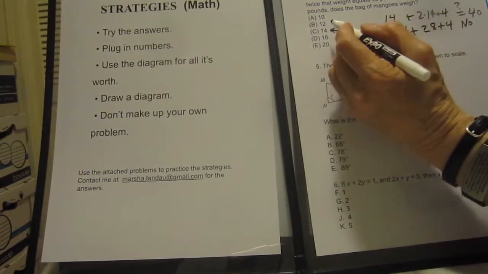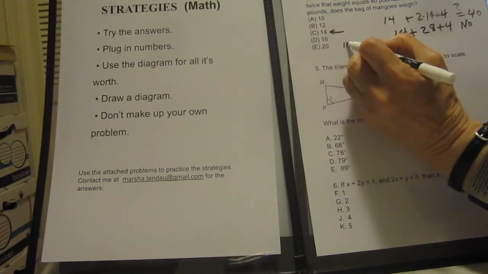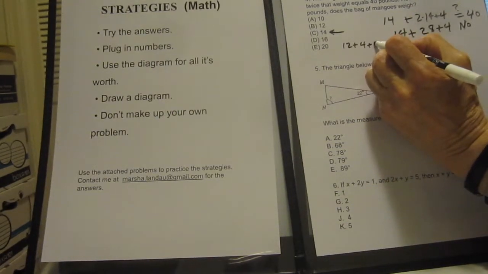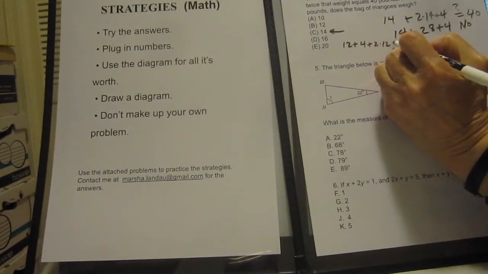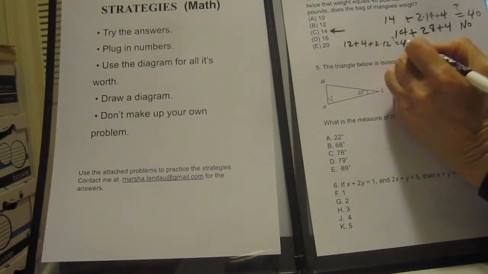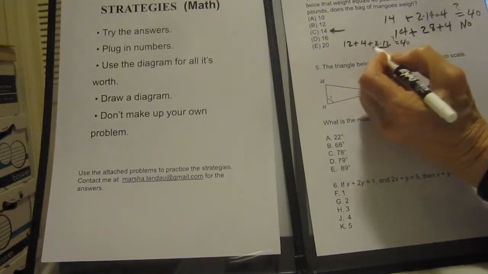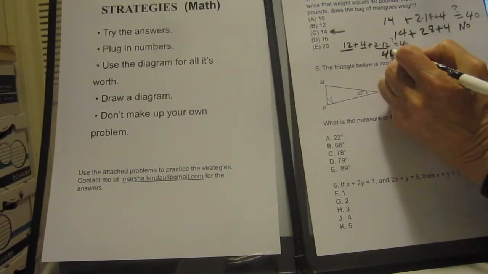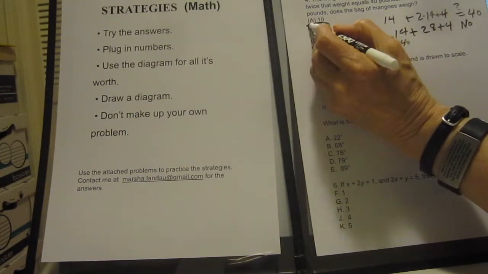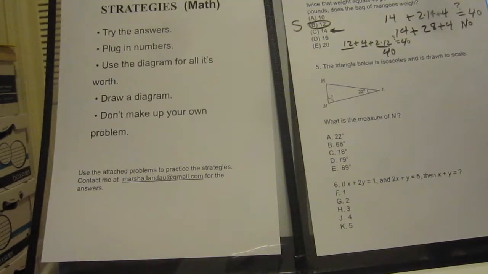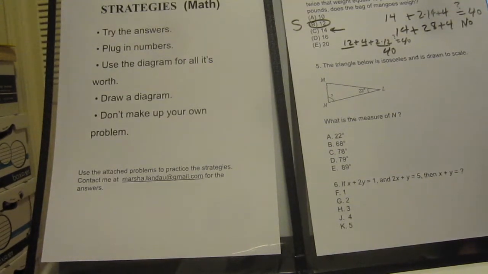So the next one I'm going to try is 12. So 12 plus 4 more than twice 12, and we want to see if that's equal to 40. So this is 24, 36, 40, ta-da! The answer is 12, and I'm sure because I've already checked it in the problem. That's one of the nice things about trying the answers.